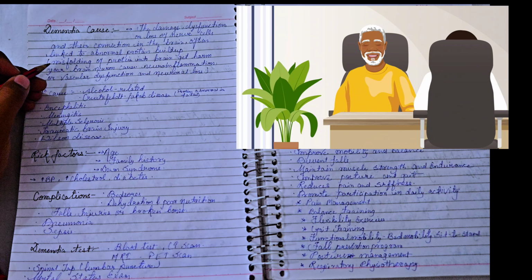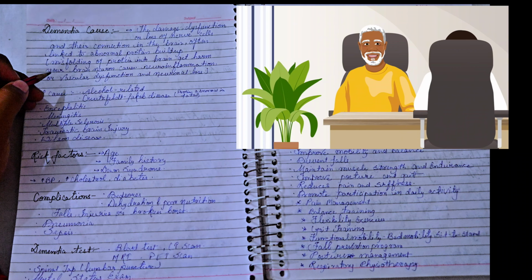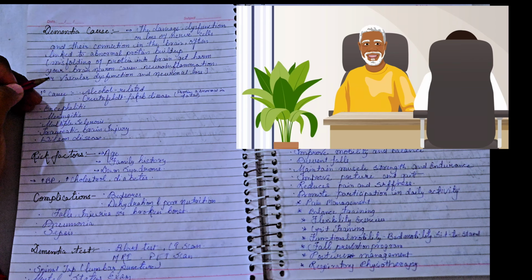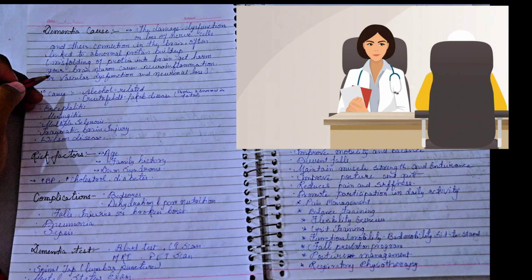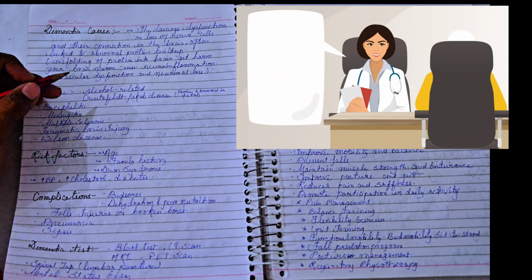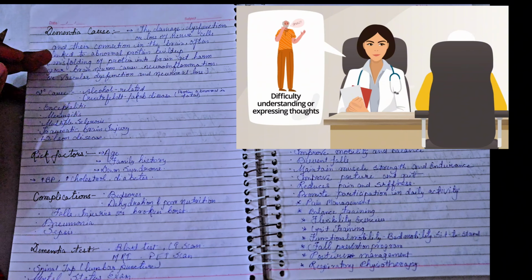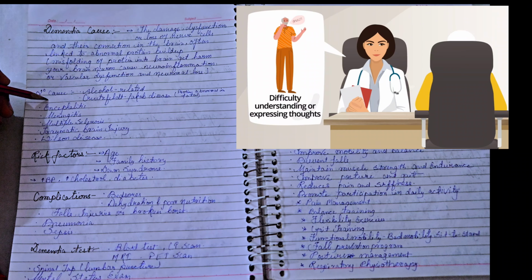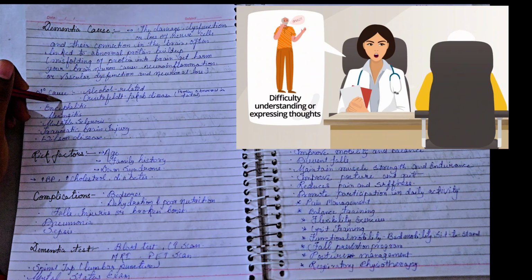Misfolding of protein in the brain harms your brain neurons and causes neuroinflammation, vascular dysfunction and neuronal loss if you are not treated immediately. A secondary cause can also occur, such as alcohol-related dementia.